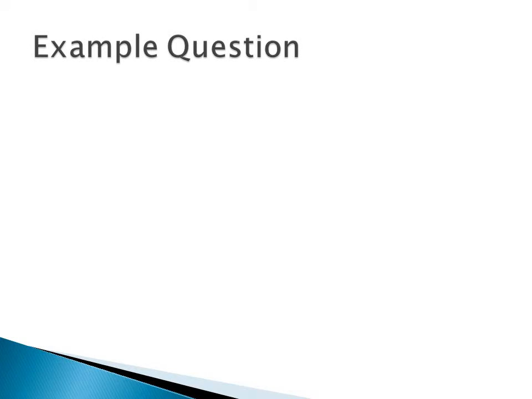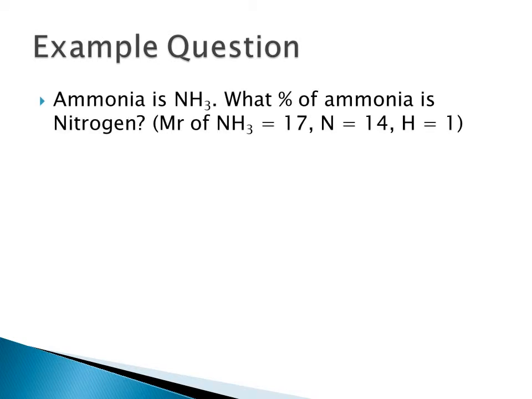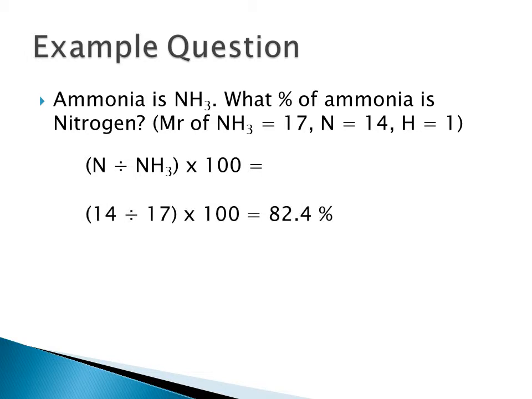So here's our first example. Ammonia is NH3. What percentage of ammonia is nitrogen? So the MRs are given to us here. We have 17 for the ammonia, 14 for the nitrogen, and 1 for the hydrogen. They always give you the full set, even though we won't actually use all of them. So what do we do? We want to know what percentage the nitrogen is of the ammonia. So it's N divided by NH3 times 100. If we put the numbers in, that's 14 divided by 17 times 100, 82.4%.